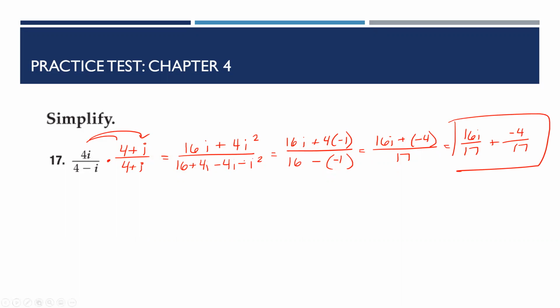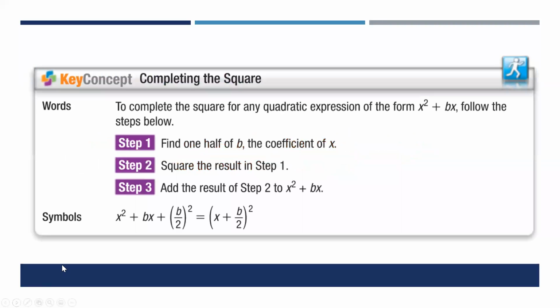You cannot simplify anymore. All right, so the next section talks about completing the square. So remember, that's when you take half of b, which is the coefficient of x, the number in front of x, and then you square the result, and then you add that to the x squared plus bx, okay?